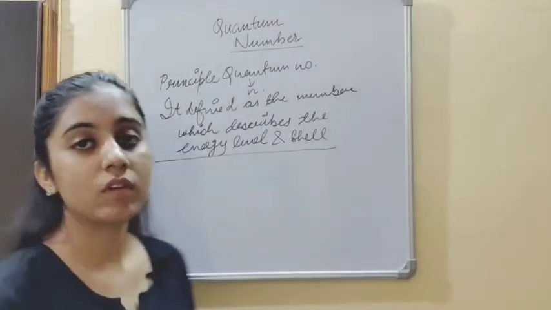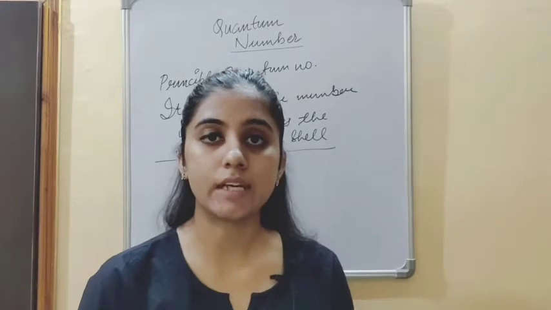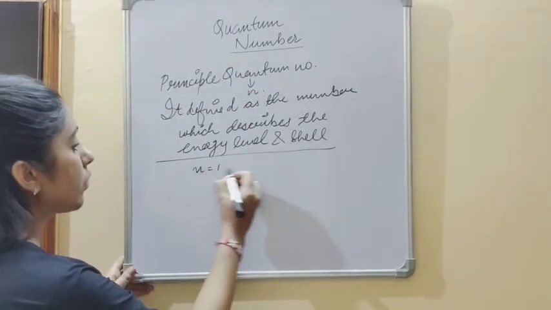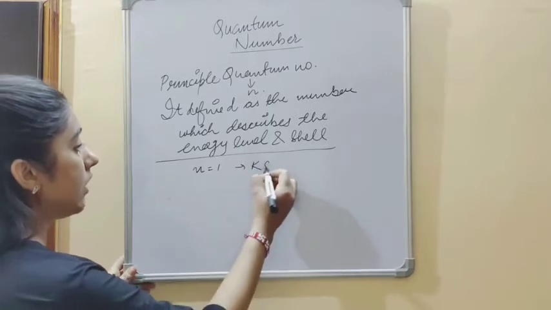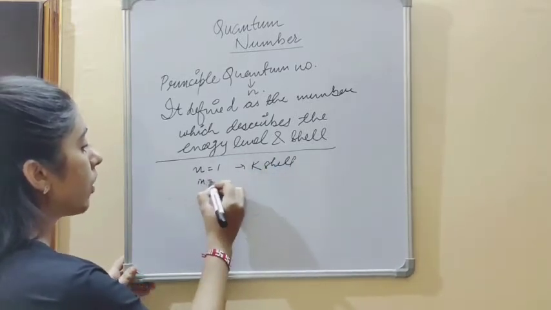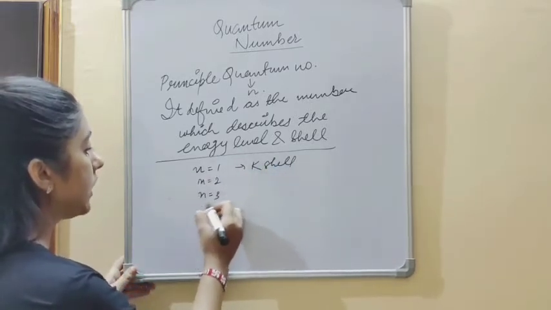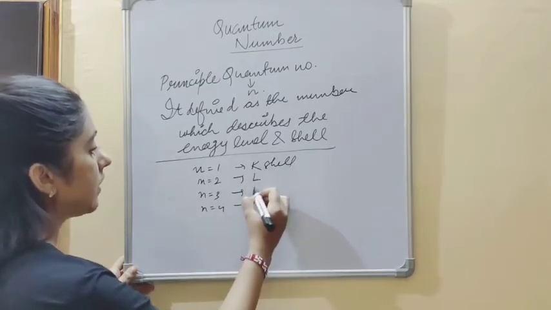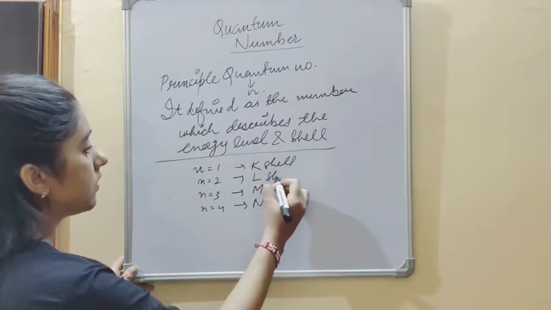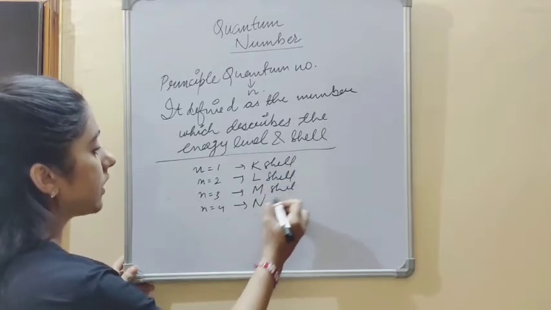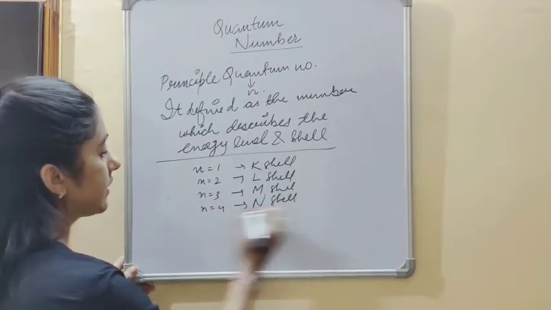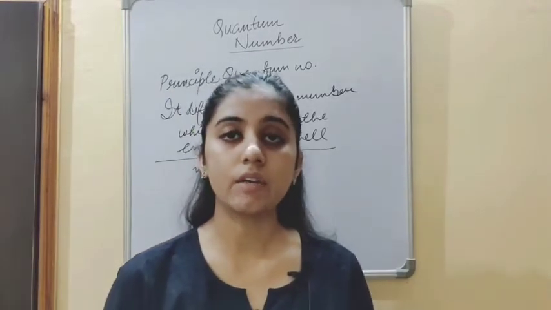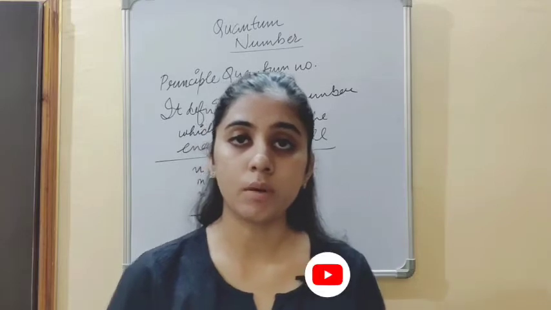Basically we have learned that there are different types of shells in an atom. The first one is n equals 1, which is denoted as the K shell, and so on for 2, 3 and 4. The shells are named L shell, M shell and N shell. So on the basis of the number of shells we can define the principal quantum number.